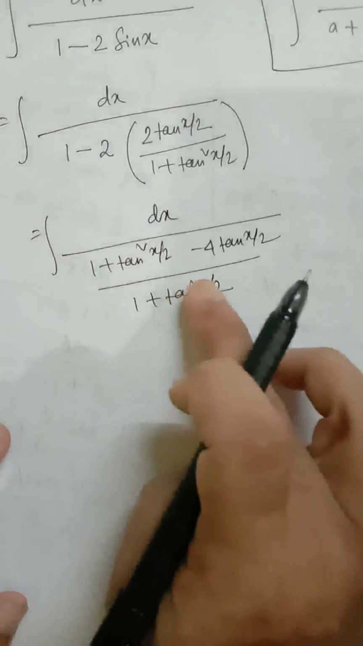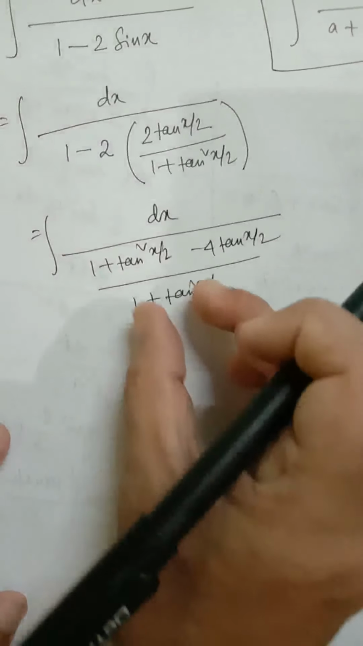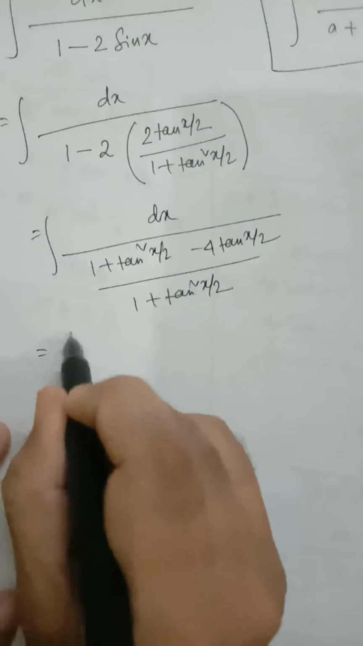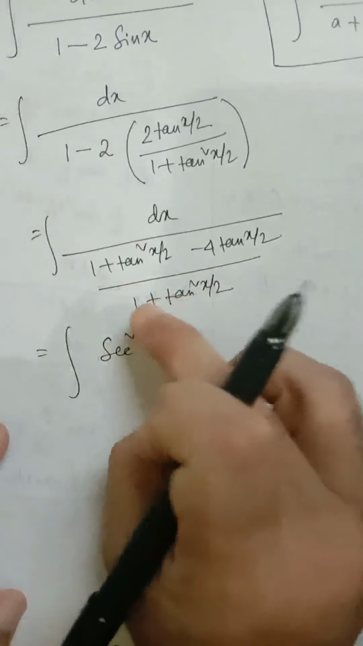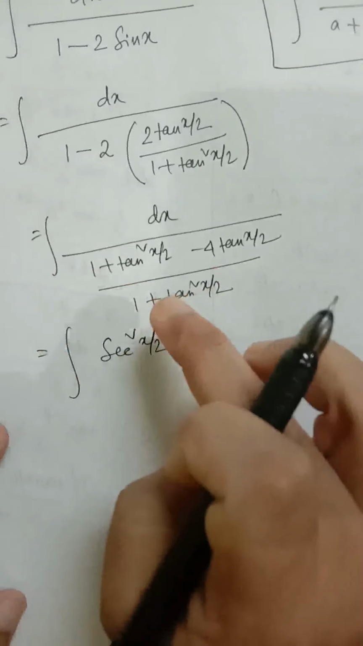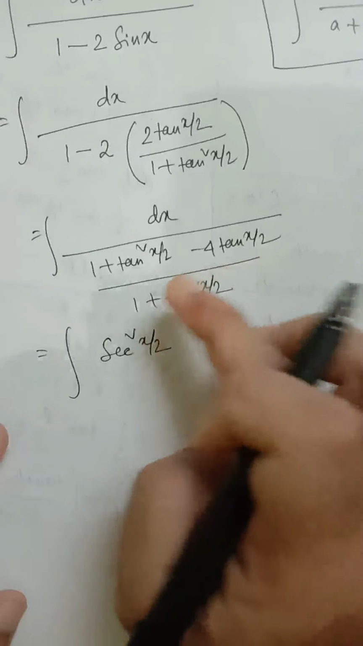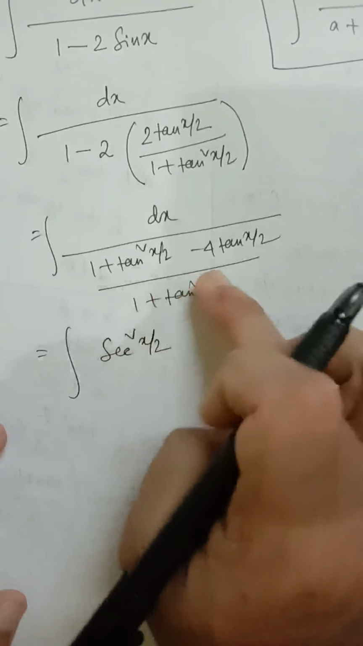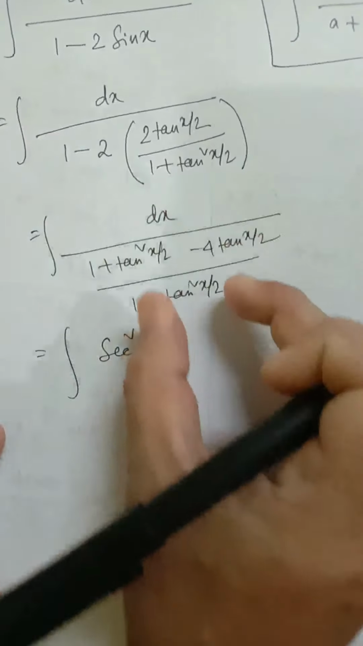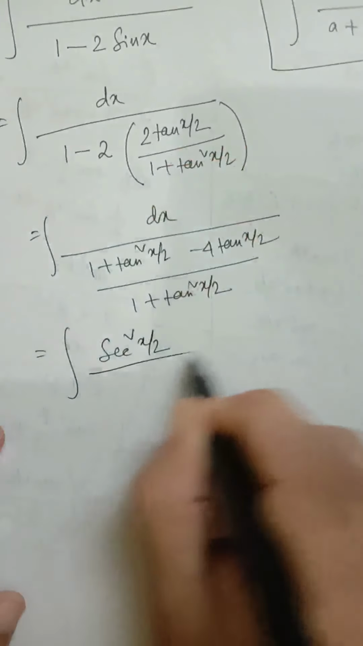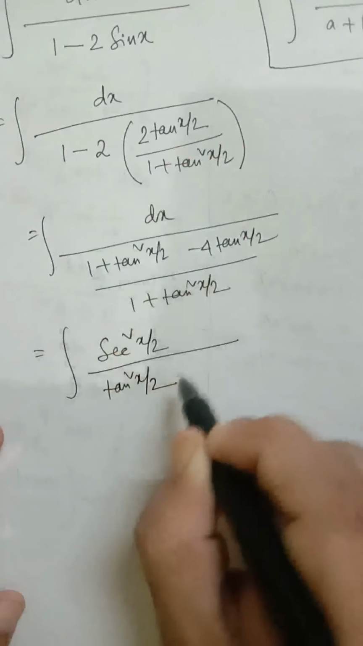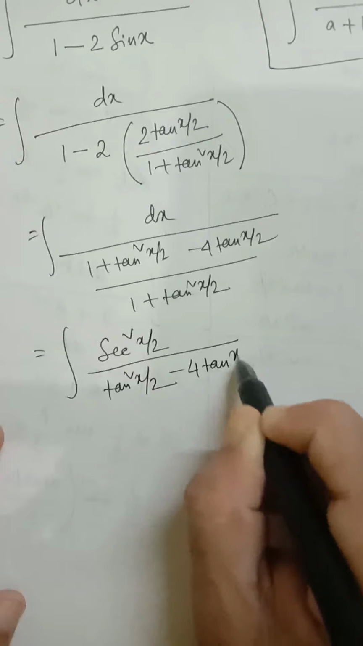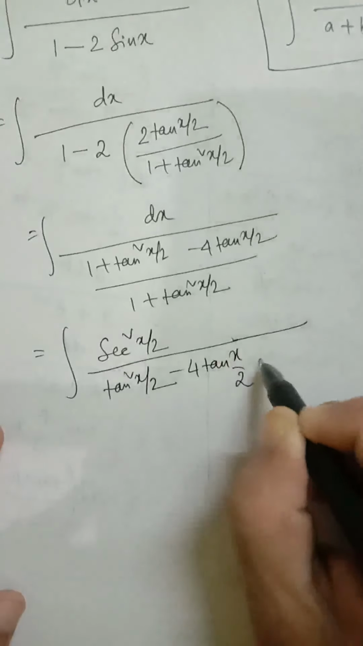Now 1 plus tan square x by 2 is sec square x by 2, which will come in the numerator. We know sec square x minus tan square x is 1, so 1 plus tan square x is sec square x. Here it is 1 plus tan square x by 2, so it will be sec square x by 2, and it will come in the numerator. And the denominator is tan square x by 2 minus 4 tan x by 2 plus 1 dx.